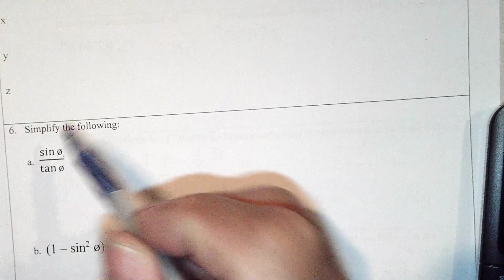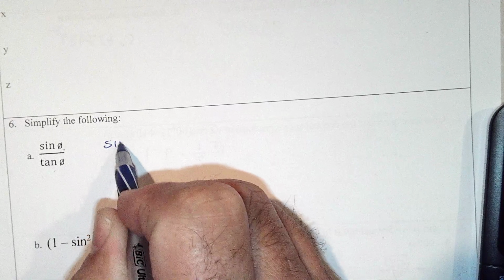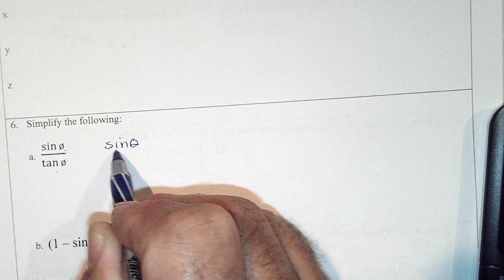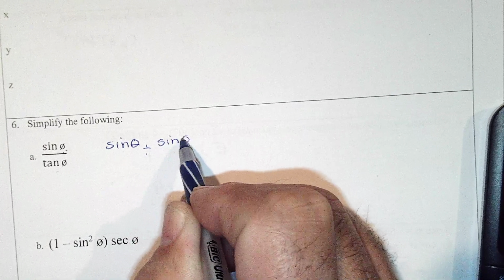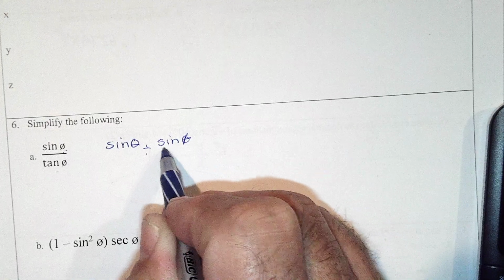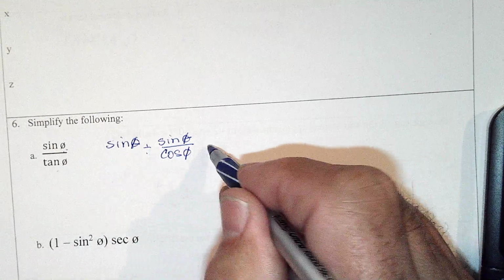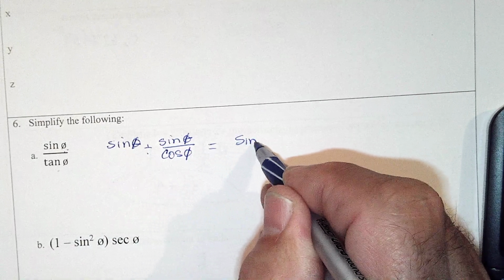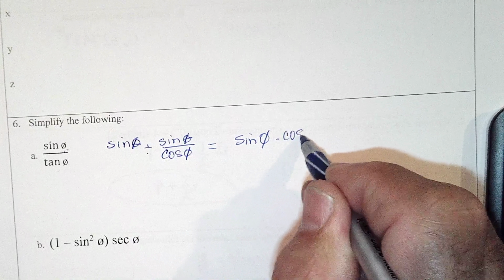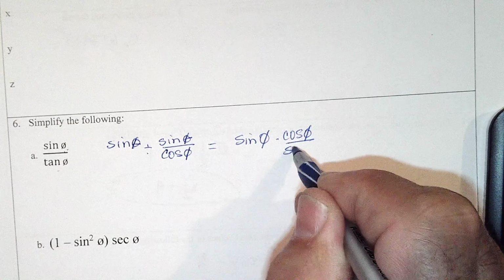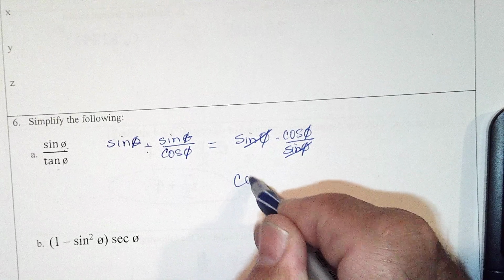Simplify sine over tangent. So this is sine phi divided by tangent, which is sine phi over cosine phi. So if I divide, I have to invert and multiply. So this is sine phi times cosine phi over sine phi. The sines cancel, and I get cosine phi.